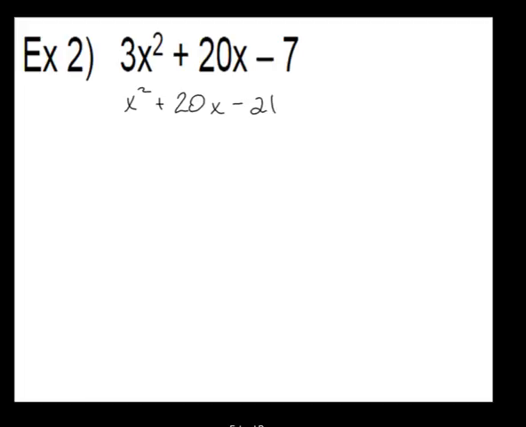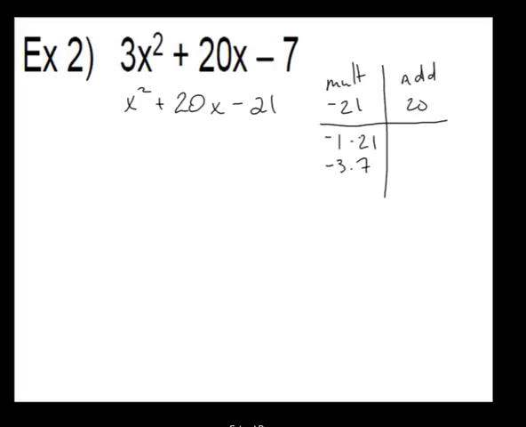So I'm going to say, hey, what could I multiply to get a negative 21 but add to get a positive 20? So I have to have a negative number, so that means I have to have one of each. If I have a negative 1 times 21, that gives me negative 21. Negative 3 times a positive 7 gives me negative 21. What if I have a positive 3 times a negative 7, or a positive 1 times a negative 21? Which of these pairs can I add together to get a positive 20?